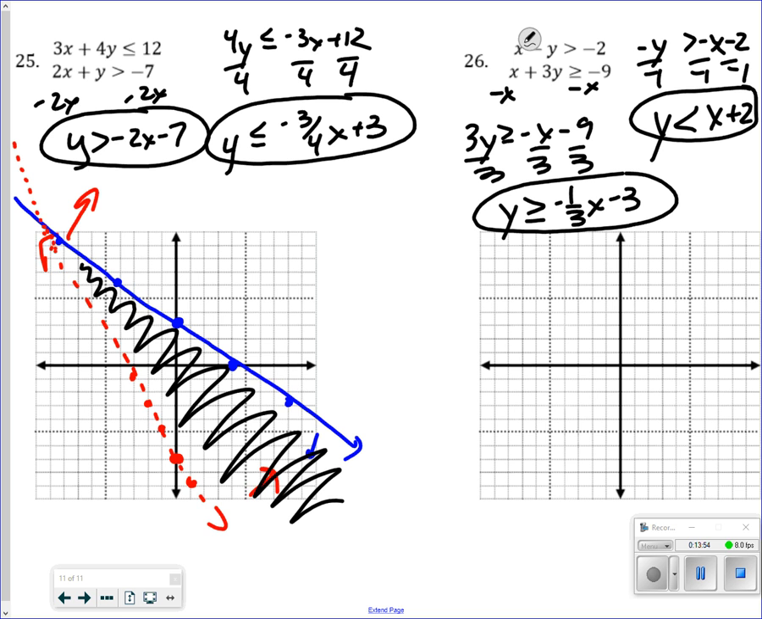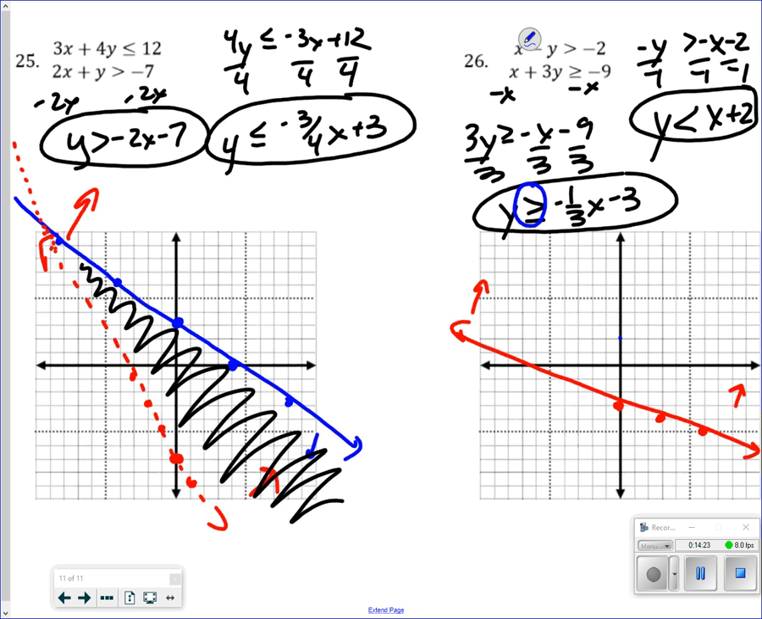Graph. First one I'm going to do is the y-intercept at -3, so (0, -3), with a slope of -1/3. It's solid and shaded above. The reason it was shaded above, sorry, and I didn't talk much about this, and I should have. Remember, I'm looking at this inequality symbol. If it's an equal to line, it's solid. If it's greater than, it's shaded above.